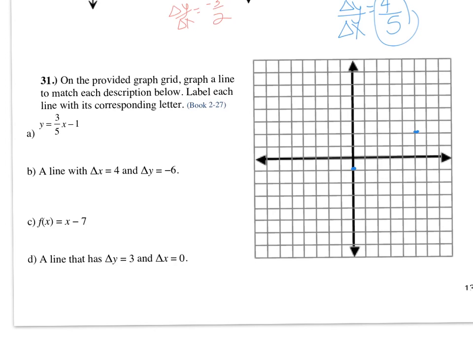I'm going to do another point. I'm going to go down 3, 1, 2, 3, over 5, 2, 3, 4, 5. And I'm going to try to nicely connect them with a line. And make a note that that's my A.